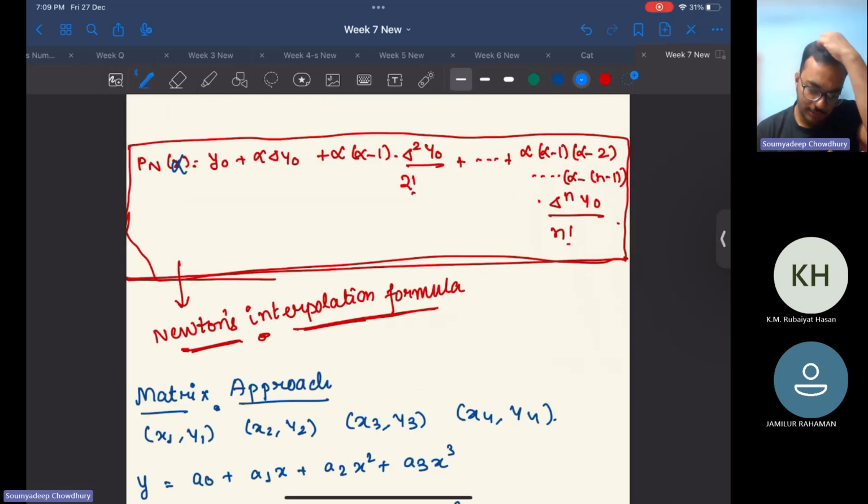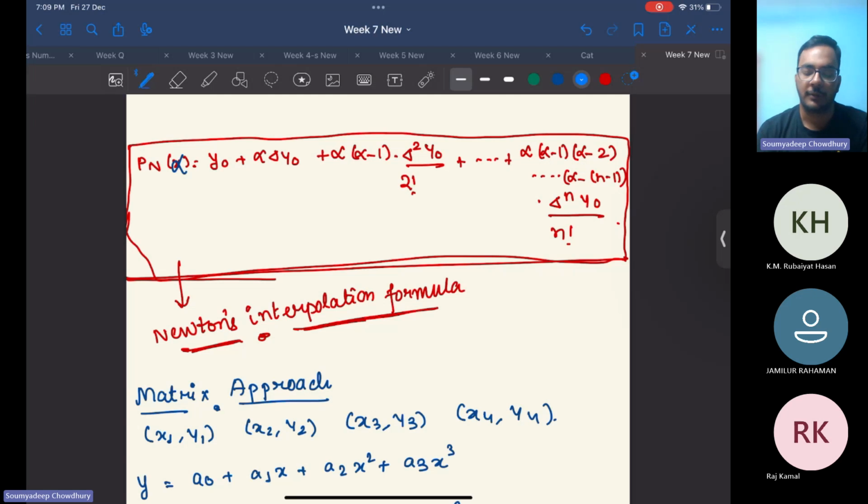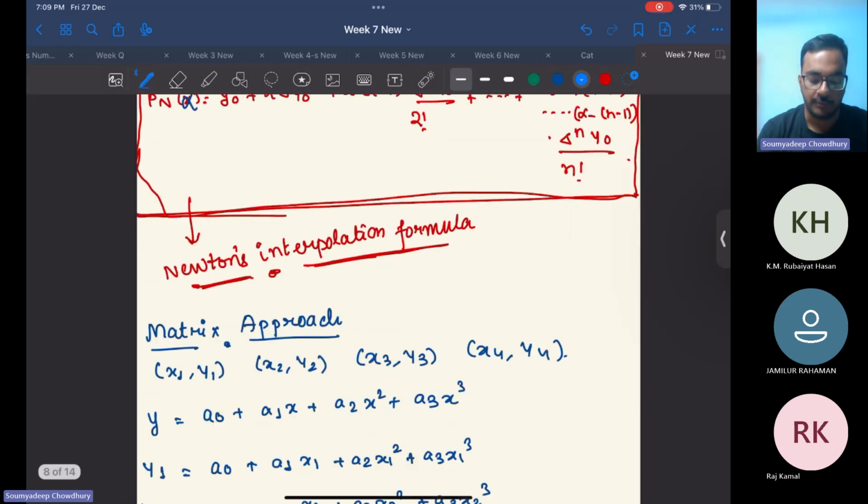So the final Newton's interpolation formula looks like this. Pn of alpha is y naught plus alpha del y naught plus alpha into alpha minus 1 into del square y naught by 2 factorial, up to the nth term: alpha into alpha minus 1, alpha minus 2. This multiplication will go on till alpha minus n minus 1, multiplied by del power n y naught by n factorial. So this is the final version of Newton's interpolation formula.